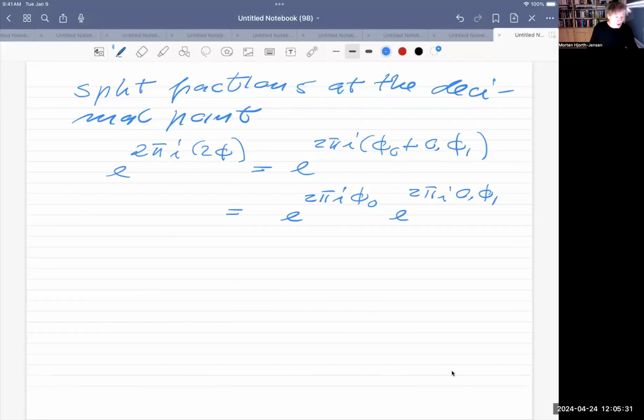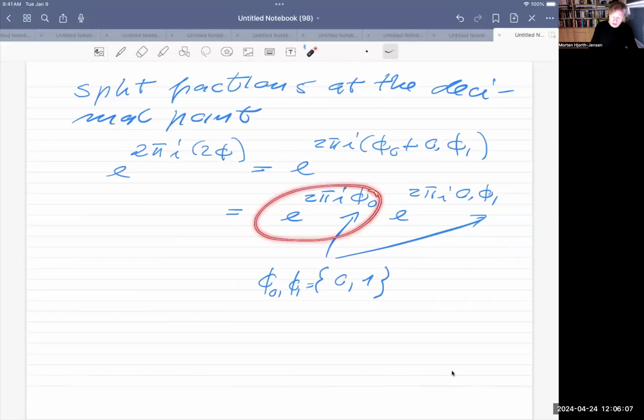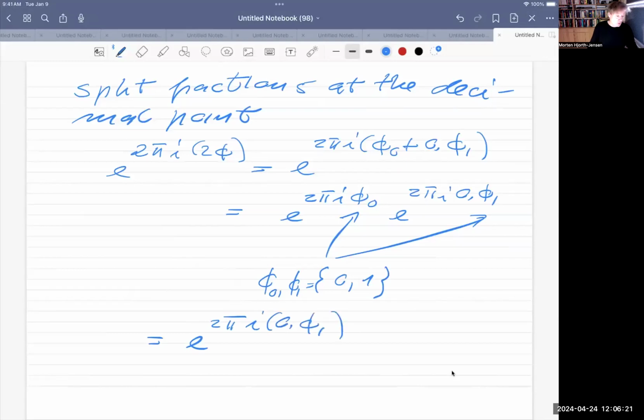This term φ0 corresponds again to a binary representation. So these guys here, φ0 and φ1, can take values of 0 and 1 only. That means the first factor corresponds to a rotation by 0 or 2π, which essentially has no effect. So this quantity here is basically equal to 1. What we're left with then is e^(2πi) multiplied with a binary representation of φ1.